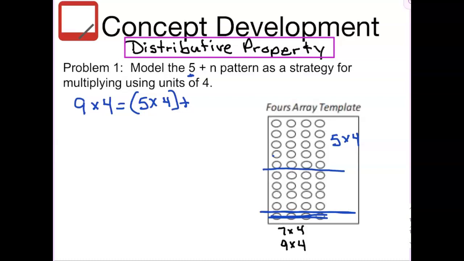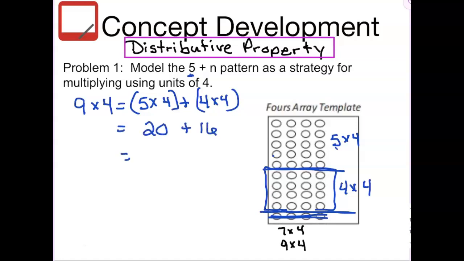Now we think to ourselves, 5 plus what equals 9? Well, it's 4. So we need 4 more rows of 4, and then we have 4 times 4. If we add those together, we get 20 plus 16 equals 36. You can write your work exactly the way I am. If you have notebook paper, you can certainly write these examples there as well. So that's the 5 plus n pattern. You're taking 5 and multiplying it by your multiplier and figuring out how many more we need to get to that first factor.